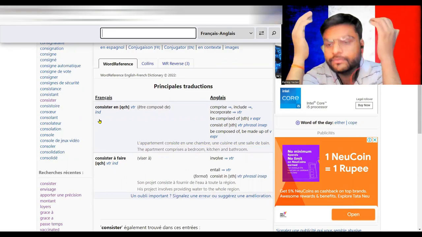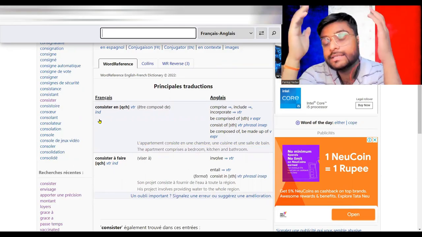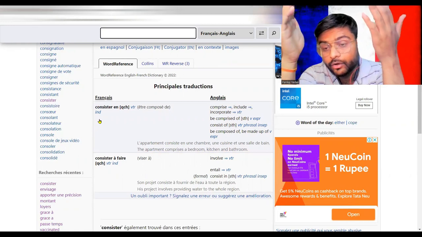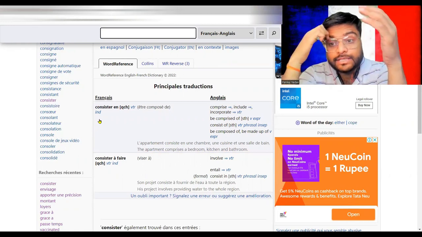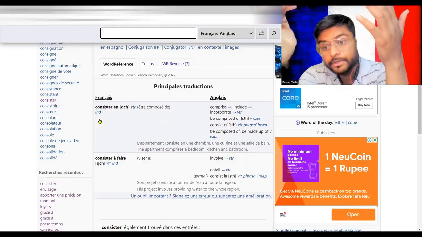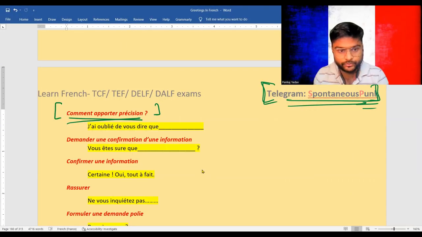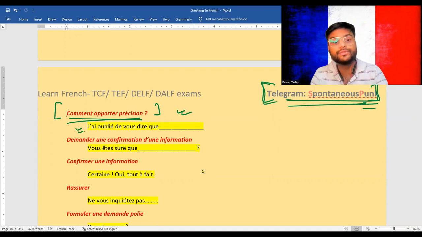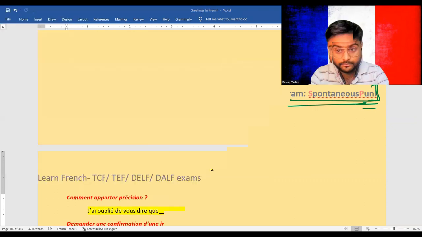Guys, if you can observe, I'm just sharing with you how you can become independent, how you can learn the French language without any external help. Comment apporter une précision en français? Bah, vous pouvez utiliser des phrases comme « J'ai oublié de vous dire que ».